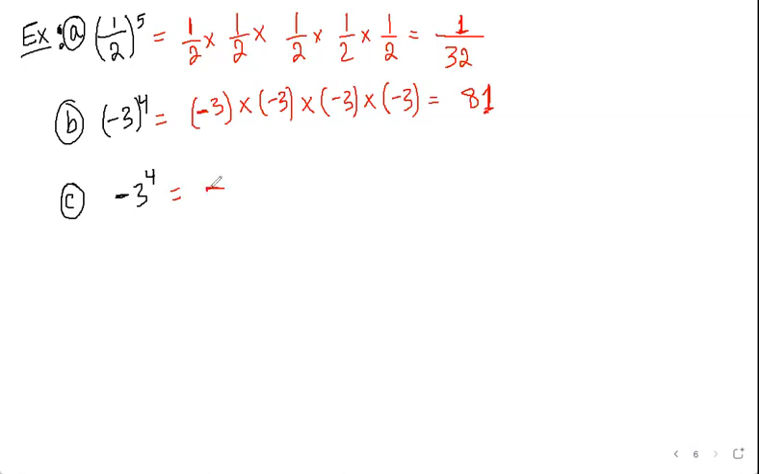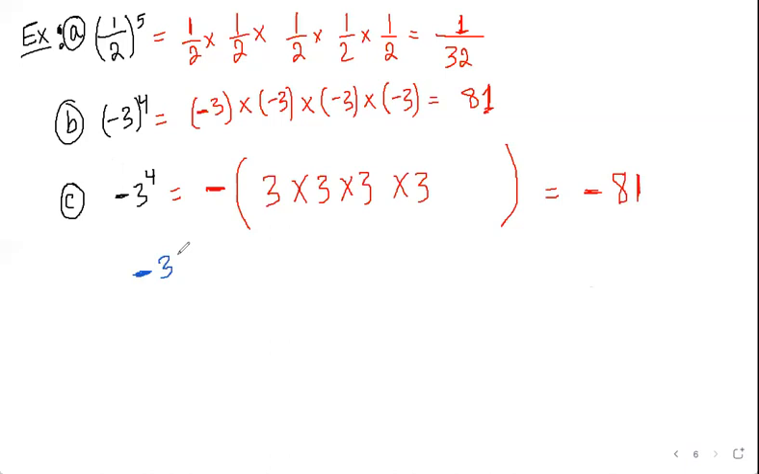So look what we have to do. We write down the negative outside like this, open parentheses, and you multiply the 3, 4 times: 3 times 3 times 3 times 3. 3 times 3 is 9, times 3 is 27, times 3 is 81. Inside the parentheses is 81, times the negative gives me -81. So now the second one and the third one are not the same. (-3) to the power 4 is not the same as -3 to the power 4. Why? Because the first one gave me positive 81, and the second one gave me negative 81. Different answer.